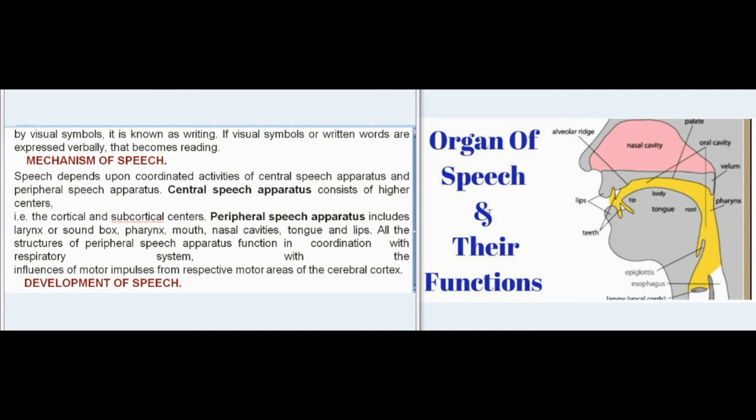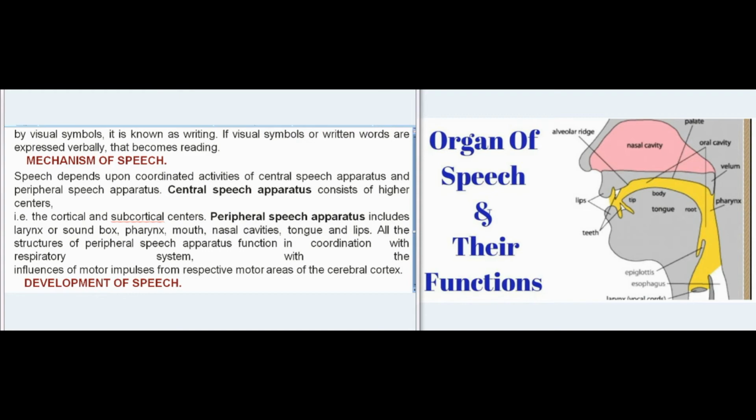Mechanism of speech. Speech depends upon coordinated activities of central speech apparatus and peripheral speech apparatus. Central speech apparatus consists of higher centers, i.e. the cortical and subcortical centers. Peripheral speech apparatus includes larynx or sound box, pharynx, mouth, nasal cavities, tongue, and lips. All the structures of peripheral speech apparatus function in coordination with respiratory system, with the influences of motor impulses from respective motor areas of the cerebral cortex.